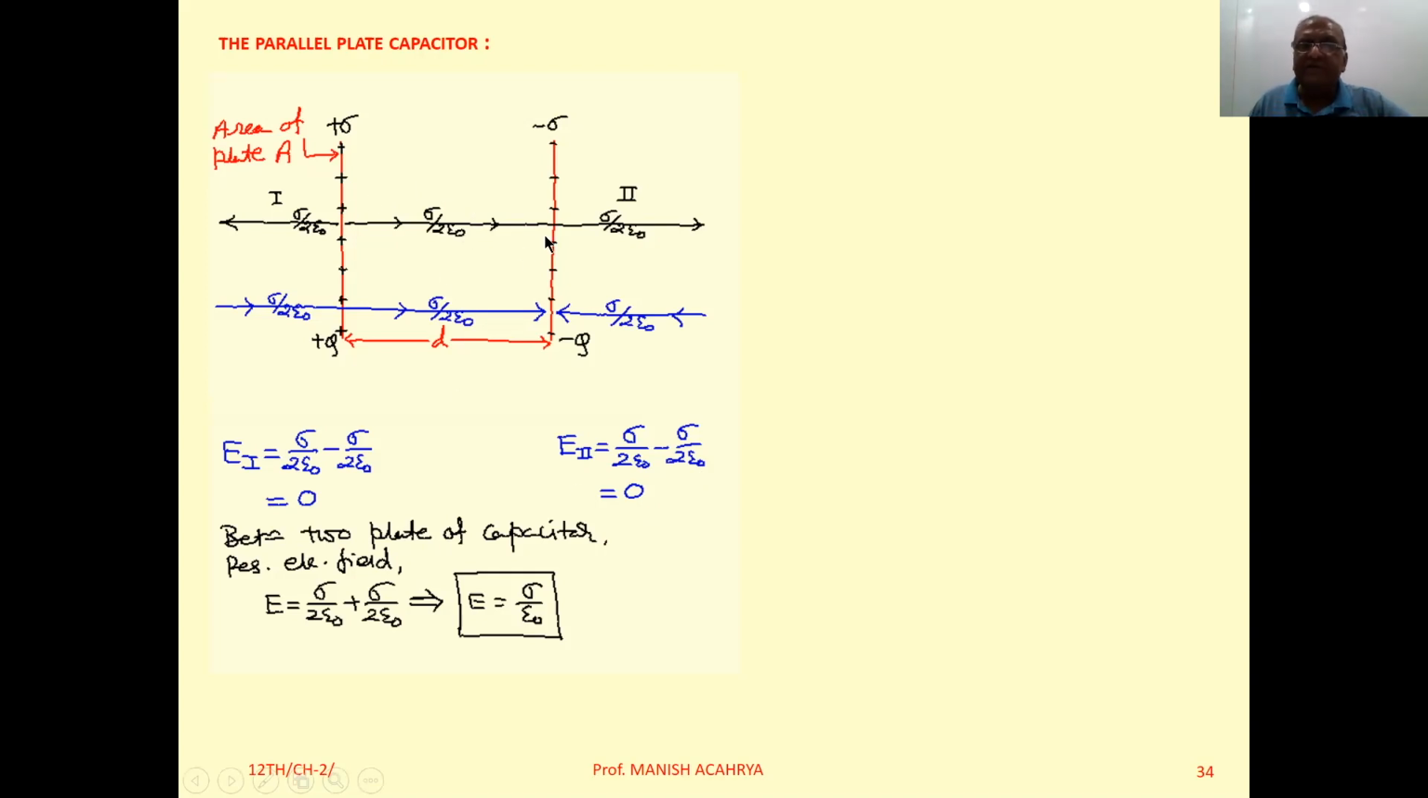But between these two plates, the electric fields of both the plates are in the same direction. Magnitude wise, both are sigma upon 2 epsilon 0. So between the two plates of the capacitor, the resultant electric field is sigma upon 2 epsilon 0 plus sigma upon 2 epsilon 0. So that will give you resultantly E equal to sigma upon epsilon 0. Clear to all of you?